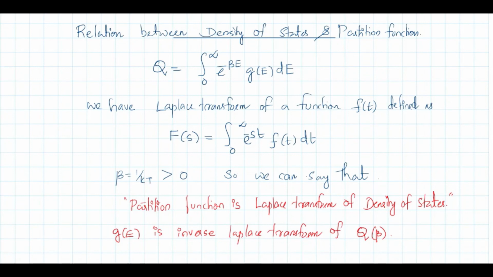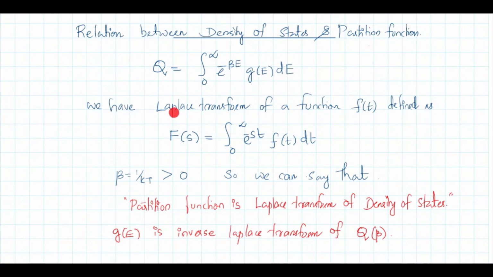Now, the relation between density of states and partition function. We already have this relation: partition function Q is integral 0 to infinity e raised to minus beta E G of E dE.